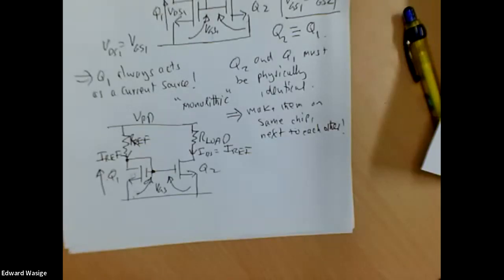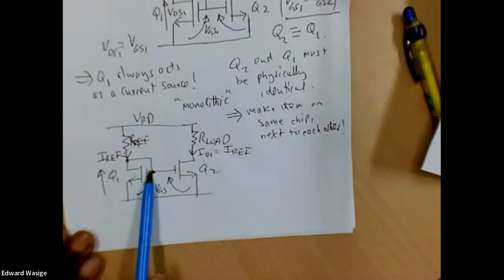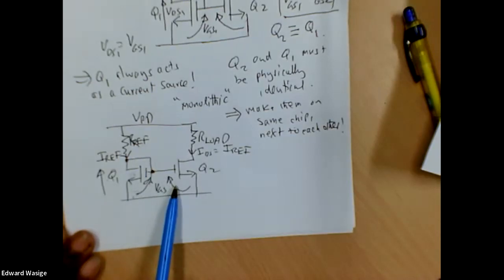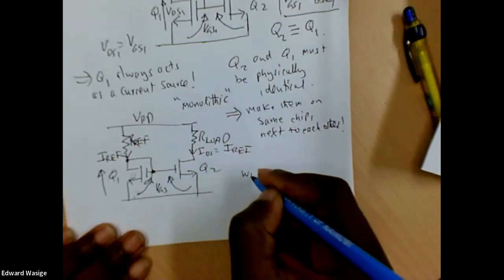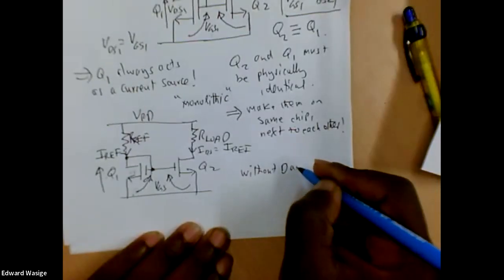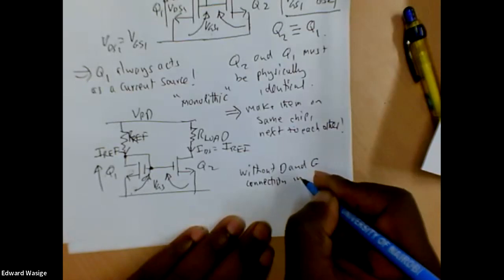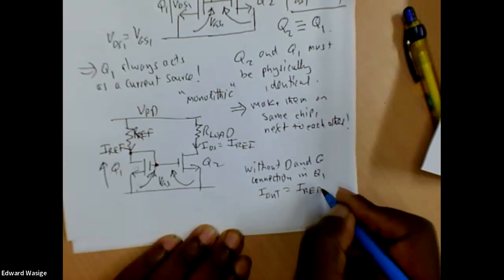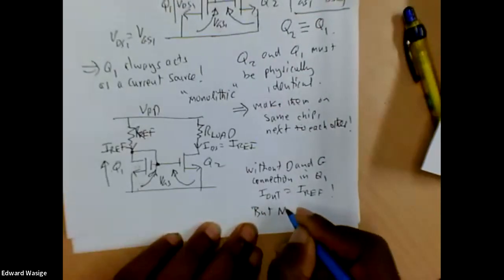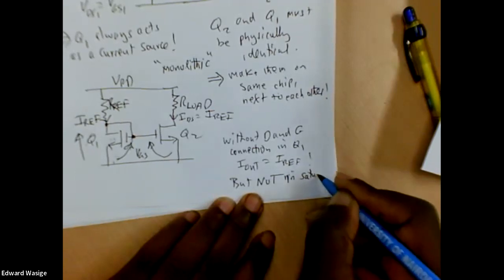So what one of you is saying is that if this connection between the drain and gate is not there, then IDS is equal to IREF. Yeah, you are right. Without the D and G connection in Q1, I out will always be equal to IREF, but not necessarily in the saturation region.